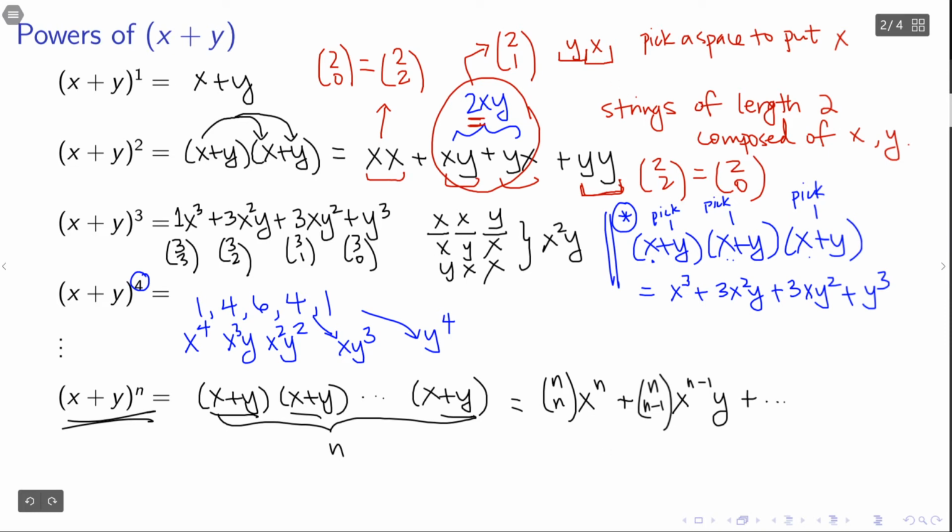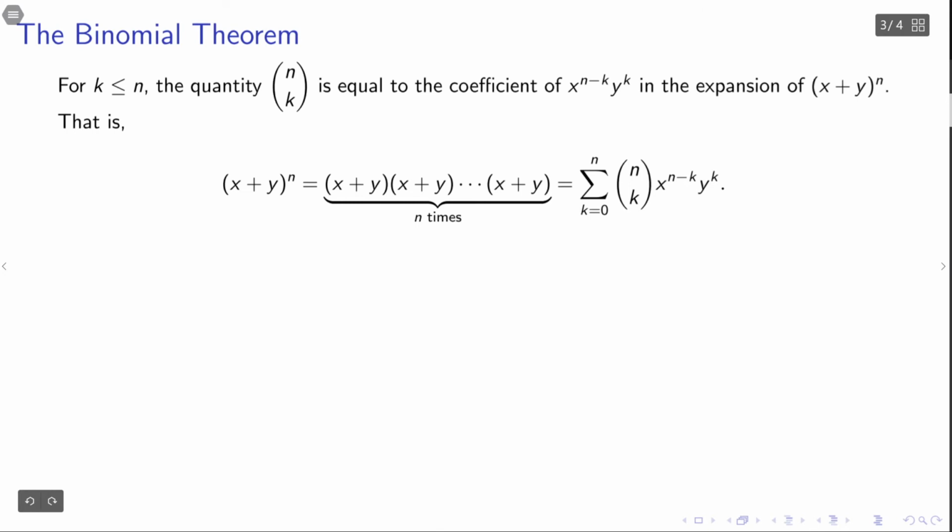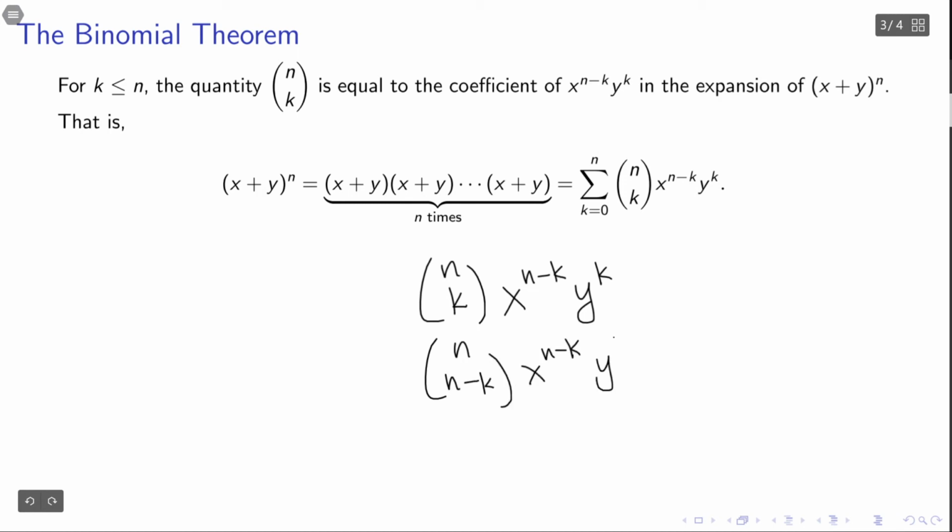And this is basically the proof of the binomial theorem, which says that the coefficient of x raised to n minus k times y to the k, right? So if we pick n minus k x's and k y's, then the coefficient is n choose k. Or you can also say the coefficient is n choose n minus k. Again, these binomial coefficients are symmetric because of their formula.